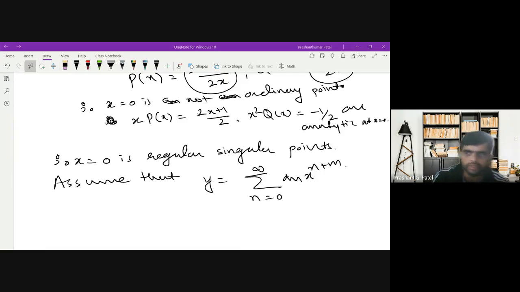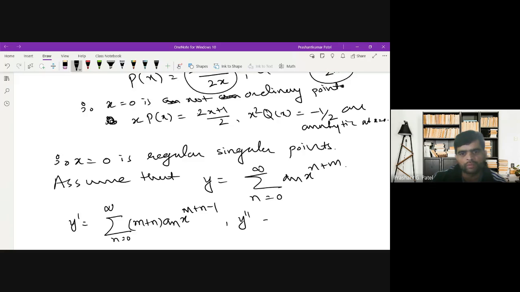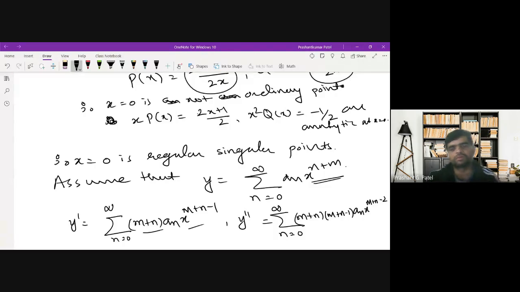Now, what will be the y dash? Okay, y dash is the derivative of this, that is summation n running from 0 to infinity (m plus n) a n x raised to m plus n minus 1. Y double dash, that is summation n running from 0 to infinity (m plus n) (m plus n minus 1) a n x raised to m plus n minus 2, by taking the derivative of x raised to m plus n. First derivative is this, second derivative will be this one.